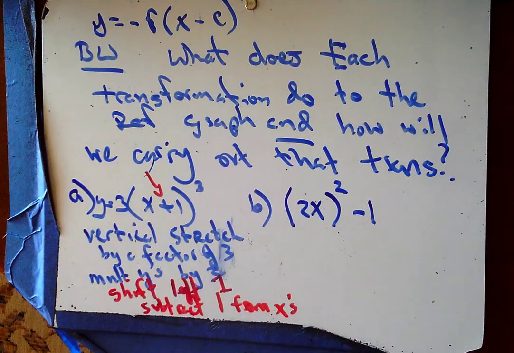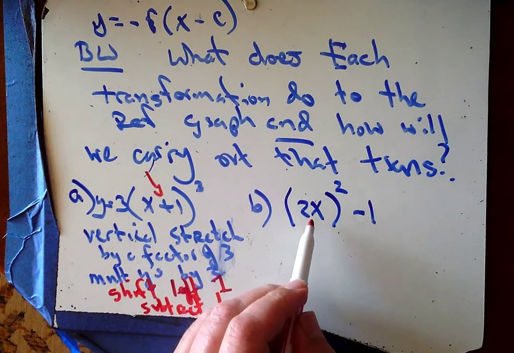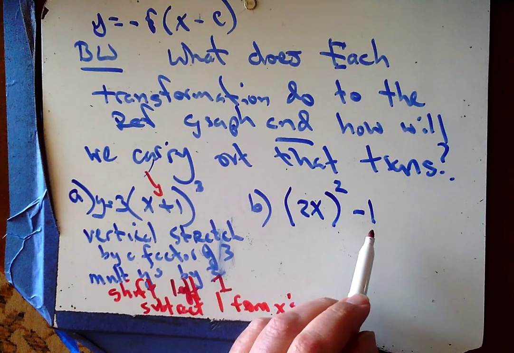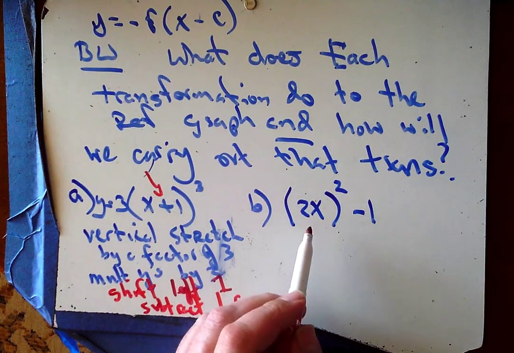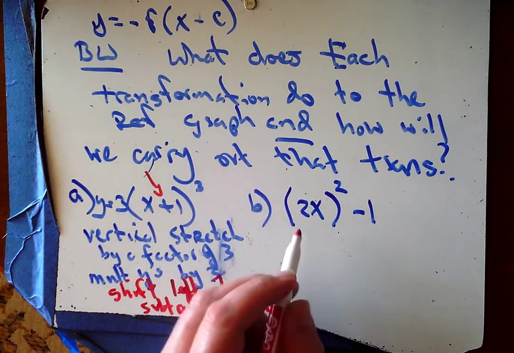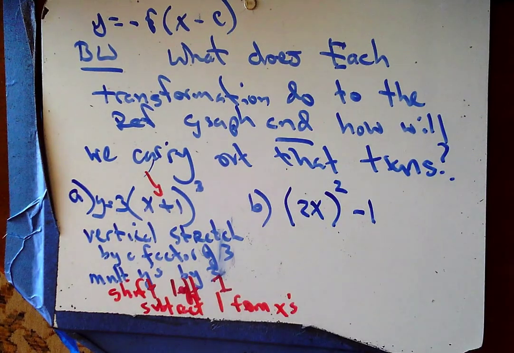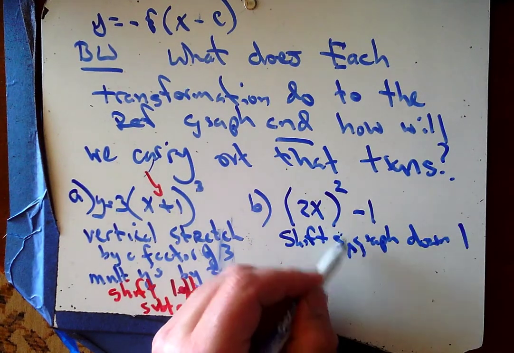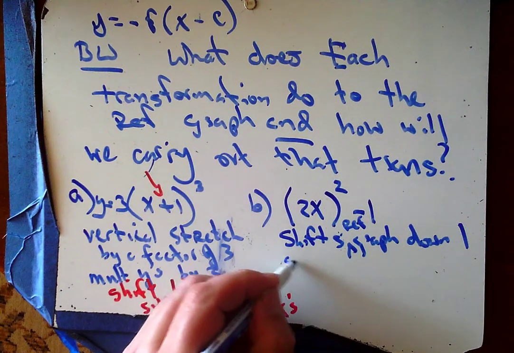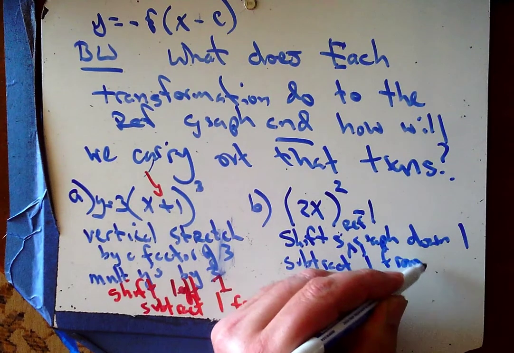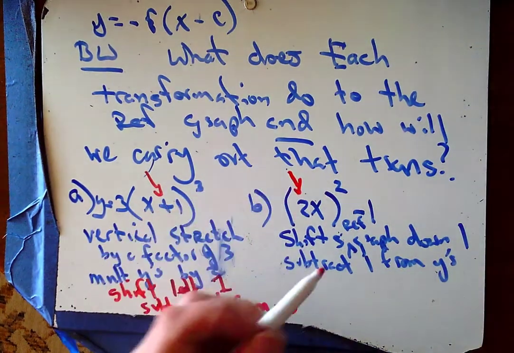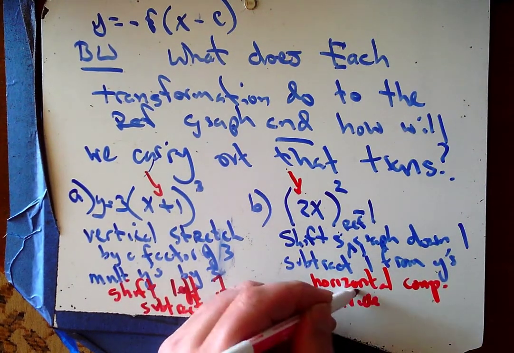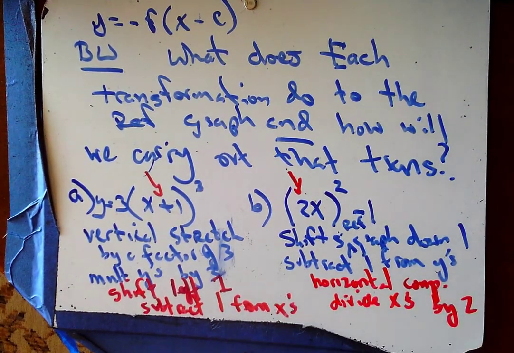What about this one? Well, I see this is inside the function, so it affects x's. This is outside the function, so it affects y's. Remember, I do what I see. I see a minus 1, I do a minus 1 to the y's. But inside is opposite land. I'm not going to multiply the x's by 2. I'm going to divide the x's by 2. So this shifts the graph down 1. And that's the reference graph. And how will we do that? We will subtract 1 from the y's, and this is a horizontal compression, and we divide the x's by 2. Okay.